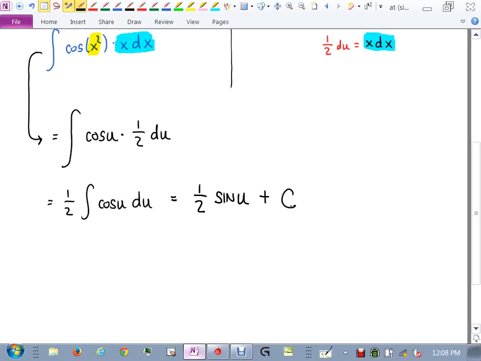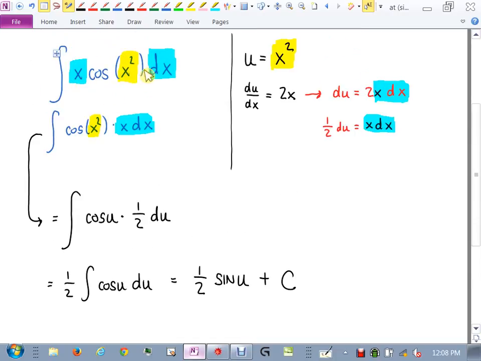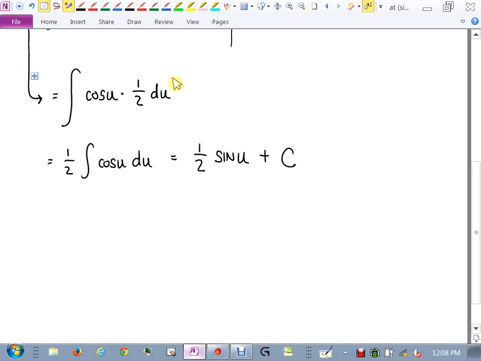Do y'all follow that? Now we're not done, because the original problem said, what's the antiderivative of x cosine x squared dx? Everything was in terms of x. My answer is in terms of u. So that's like me saying, what's your favorite color? And you're like 10. We're not talking about the same thing anymore, right? We started with x's. We need to end with x's. So let's say, what is it? 1/2 sine what? u is x squared, right? That's what u was, so I'm switching it back, plus c.